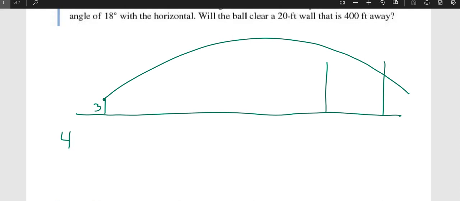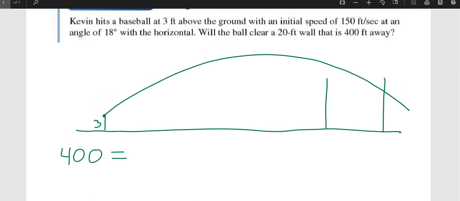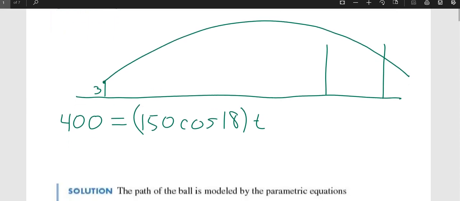So, if the horizontal distance is 400 feet, and we also know that the initial speed was 150 feet per second, and the angle that it was struck at was 18 degrees, we should be able to find the exact number of seconds that it takes this ball to get 400 feet horizontally. So grab your calculator, divide, and tell me what the time is.